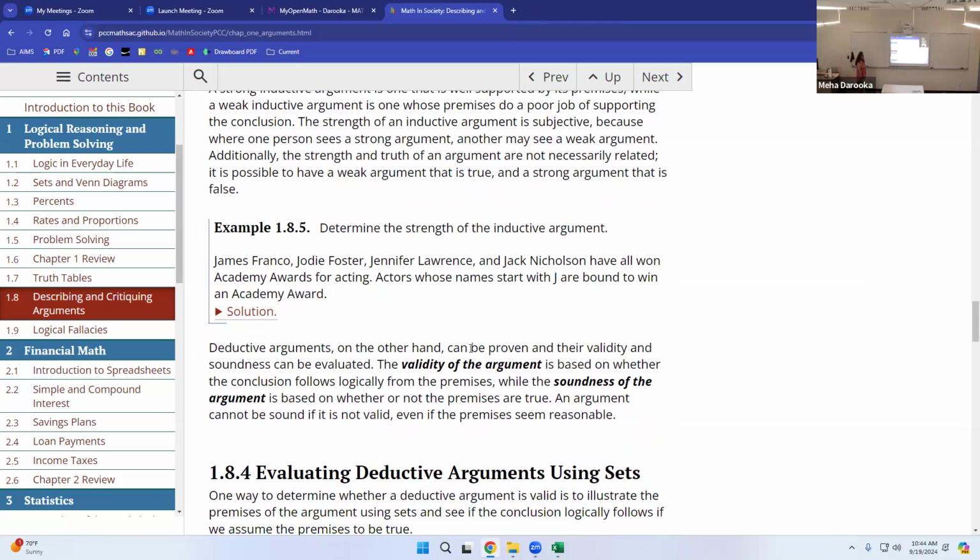James Franco, Jodie Foster, Jennifer Lawrence, and Jack Nicholson have all won Academy Awards for acting. I actually did not know James Franco had an Academy Award. Actors whose names start with J are bound to win an Academy Award. So we're talking about the strength of an argument here, yes? How would you define the strength of this argument? James Franco, Jodie Foster, Jennifer Lawrence, Jack Nicholson, 4 people whose names begin with J have had Academy Awards. So we're saying any actor whose name starts with a J is bound to win an Academy Award.